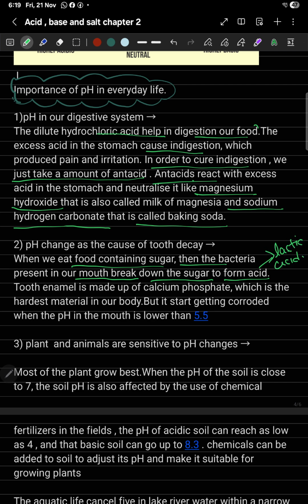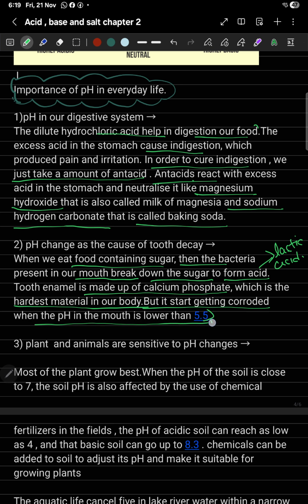Tooth enamel, that is a tooth part, is made up of calcium phosphate, which is the hardest material in our body. Imagine, it is the hardest material and it can still decay where the pH changes. So pH is very important for our body, for our mouth, for our stomach. If the pH changes, it can hurt you and damage you internally. So you have to balance the pH in our body, but enamel starts getting corroded when the pH in the mouth is lower than 5.5.